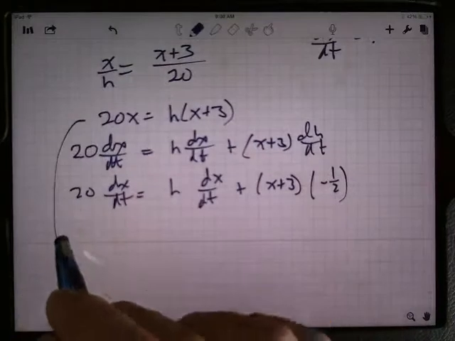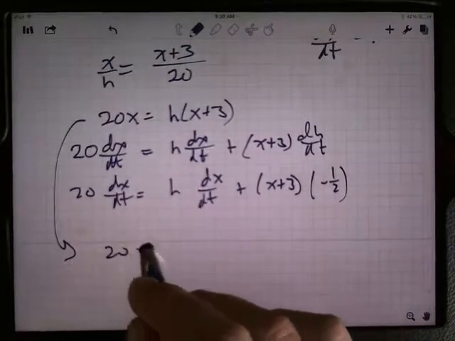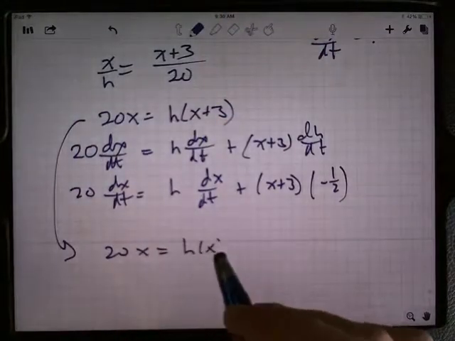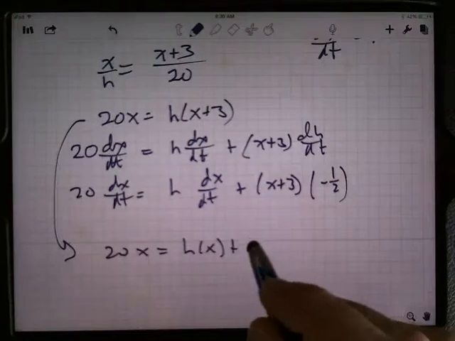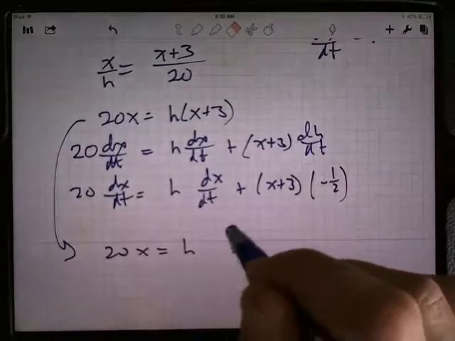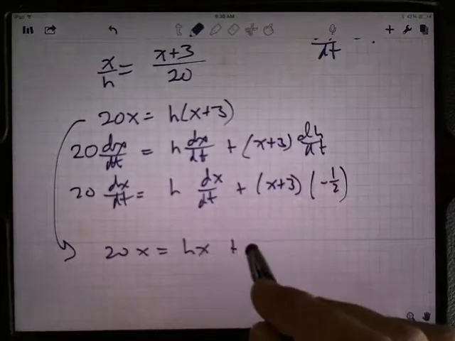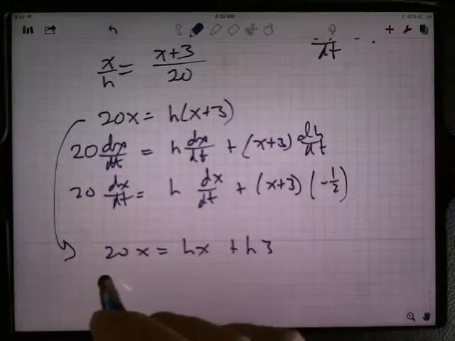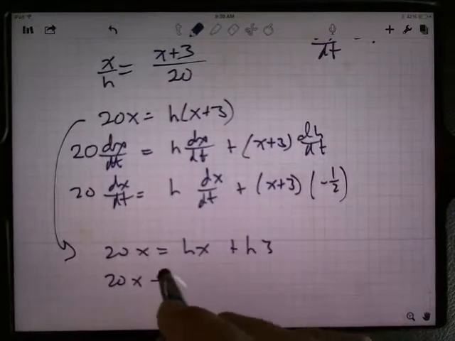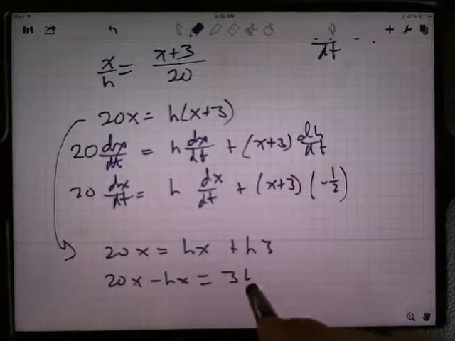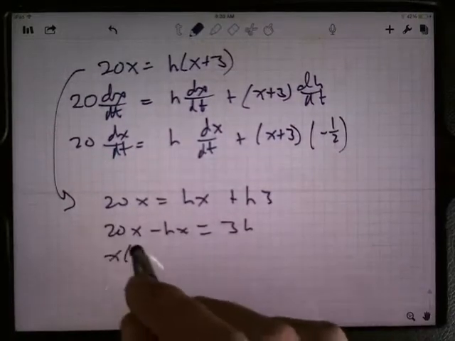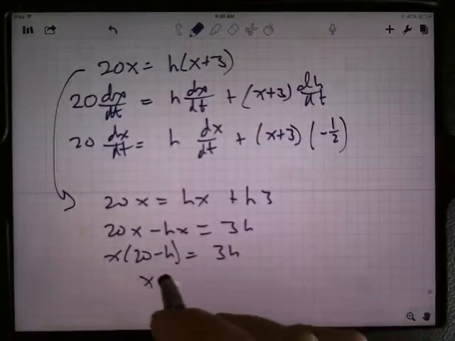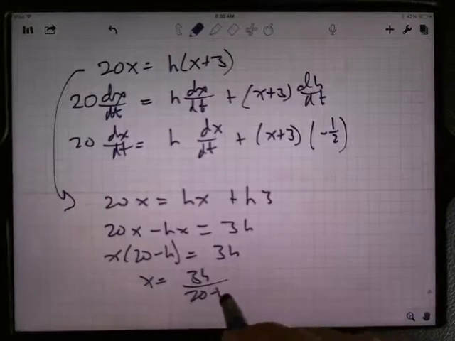So coming down here, I've got 20x plus h, equals h times x plus h times 3. That looks too much like a function. So I just distributed the h in here. Then I'll get the x's over on the other side, so I've got 20x minus hx equals 3h. I can factor the x out now, so x times (20 minus h) is 3h, and divide by that stuff, so x is 3h over 20 minus h.